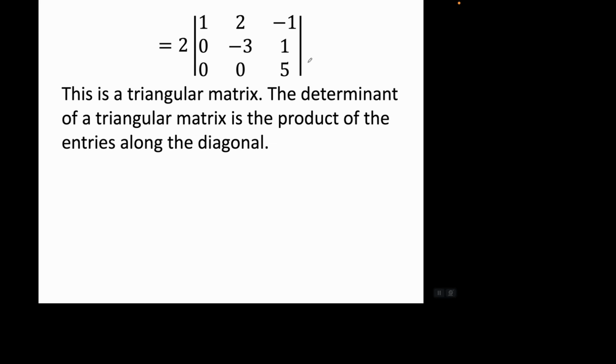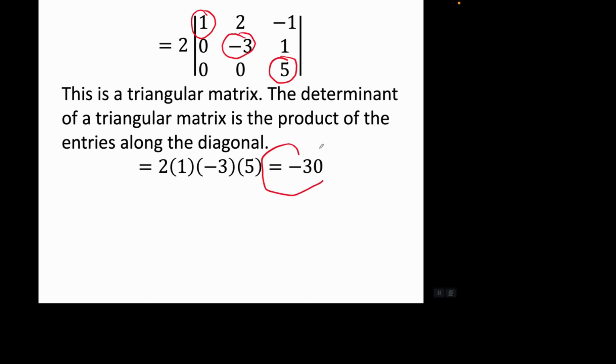Now earlier I said we wanted to get it in row echelon form. Really, it's okay if these are not all ones. It just needs to be a triangular matrix. We need to find the product of the entries along the diagonal. The value of this determinant is going to be 2 times 1 times negative 3 times 5. In other words, negative 30. That's the value of the determinant.